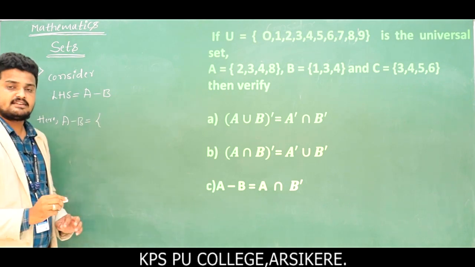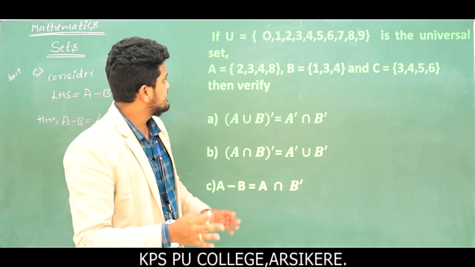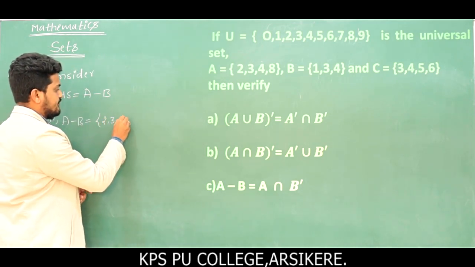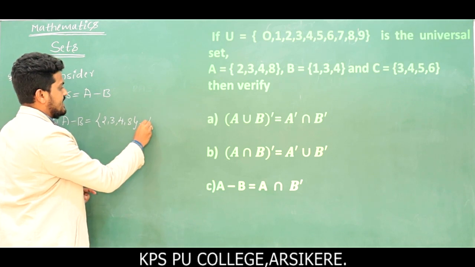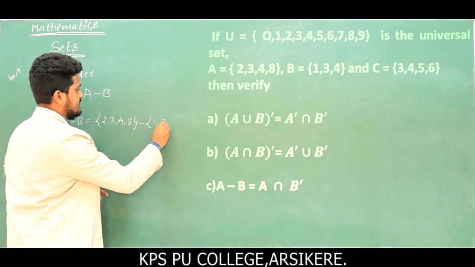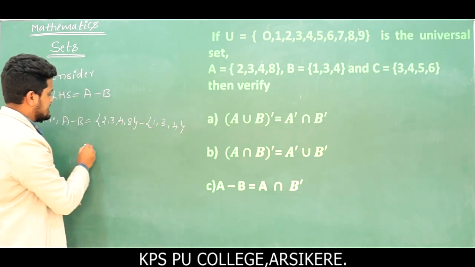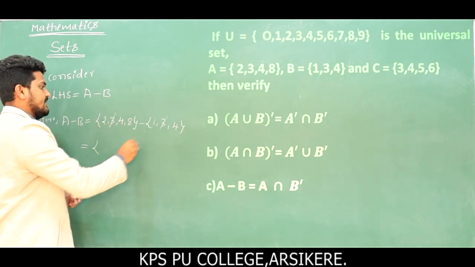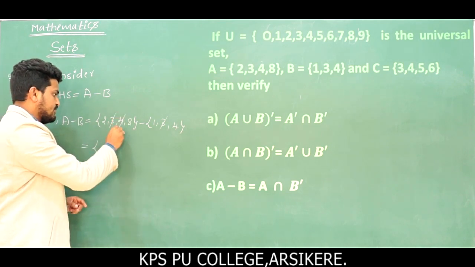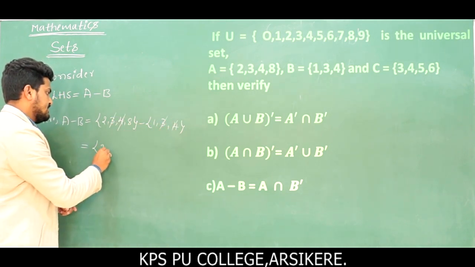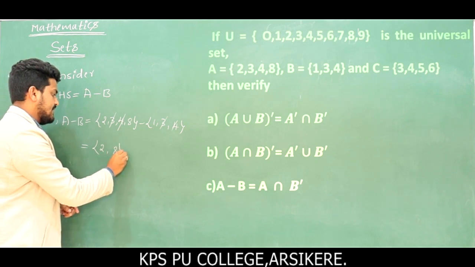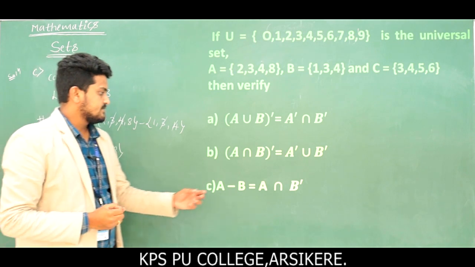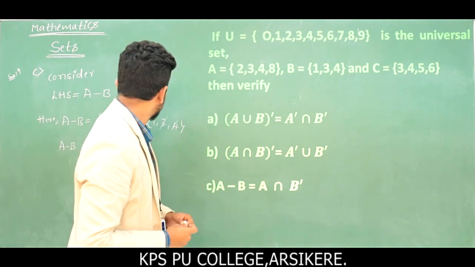So A minus B is nothing but what? The difference between two sets. They already gave set A, right? So {2, 3, 4, 8} minus set B, {1, 3, 4}. Then the difference between two sets: first you cancel the common elements. So 3, 3. Is there any common elements? It's 4, 4. Then the remaining values are 2, 8. This is the value of A minus B. Okay, so next we have to find the RHS value.